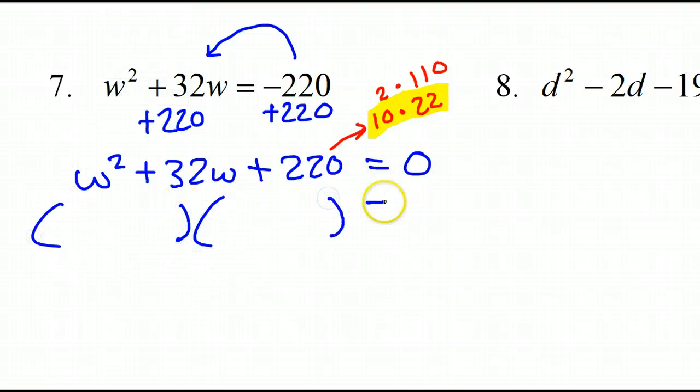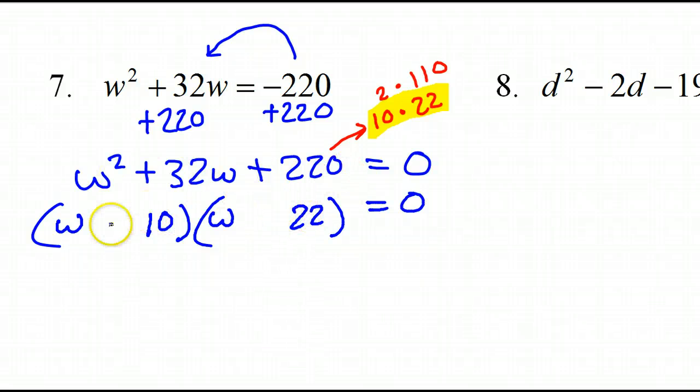So as we factor, w squared, there's my w times w. Here comes my 10 and 22. Everything's positive, so plus, plus. Yes, positive 10 and positive 22 make 32, and positive times positive is positive. So there we go, we factored it. Big scary number, didn't turn out to be that bad.